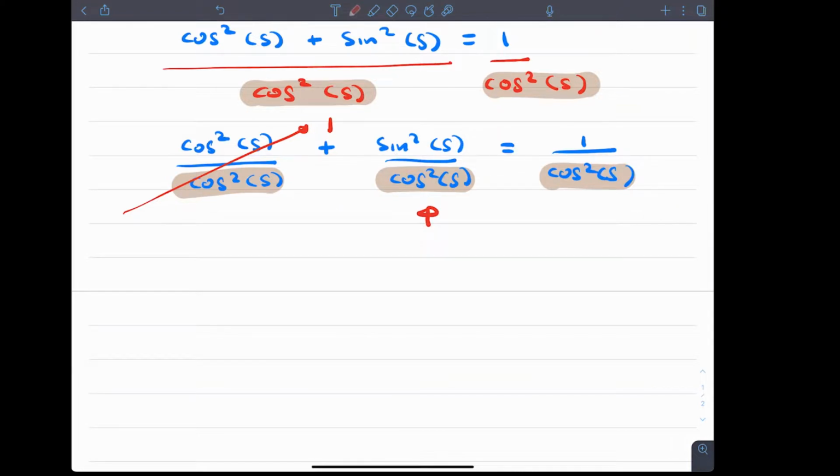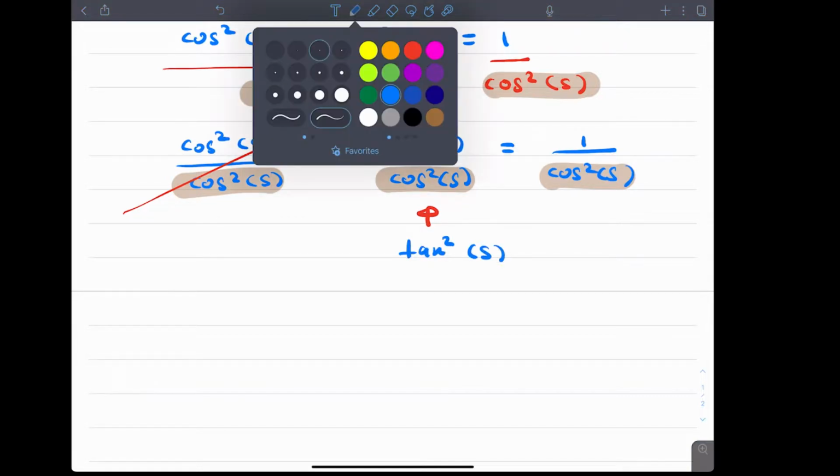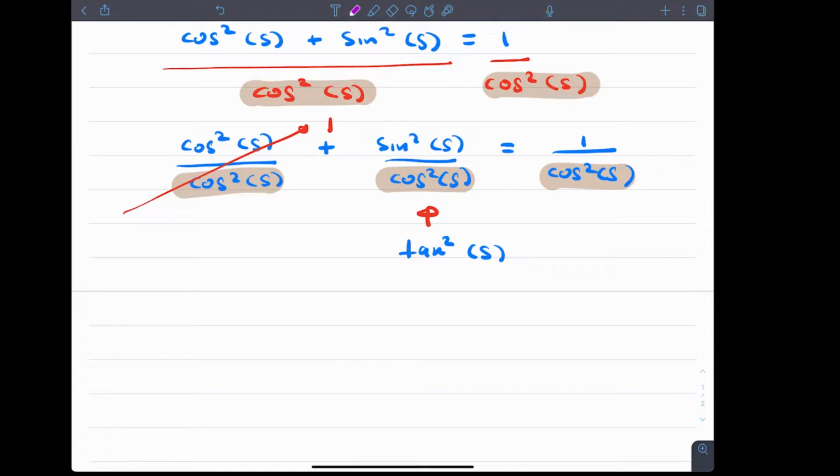And now we have to determine what's sine squared s over cosine squared s. Do you guys know? It's going to be what? It's going to be tangent squared s. Does anybody know why? We're going to use a little bit of algebra. Right? A squared over b squared. Do you guys know what that can be written as from algebra? A over b what? Squared. This is what we used here.